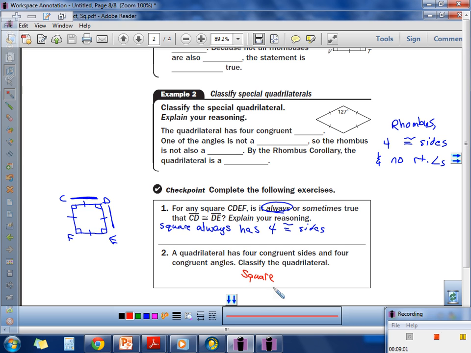Why is it not a rhombus? Oh, it doesn't say it. It says 4 congruent angles. So if it has 4 congruent angles, can it be a rhombus? So rhombus, can these 2 angles be congruent? Nope. So it's not a rhombus, it has to be a square.